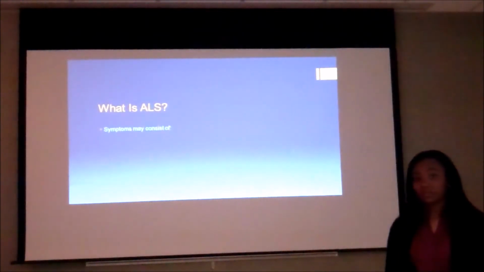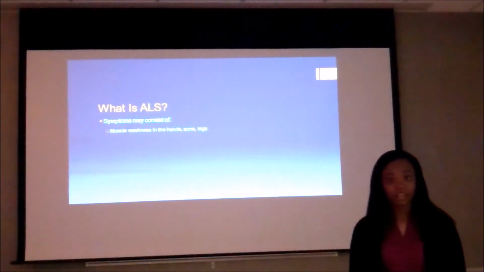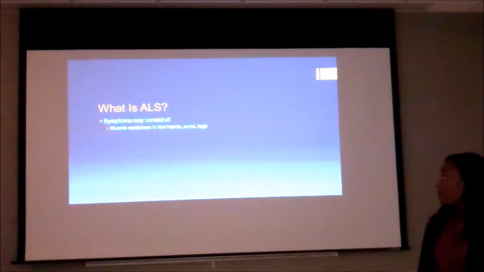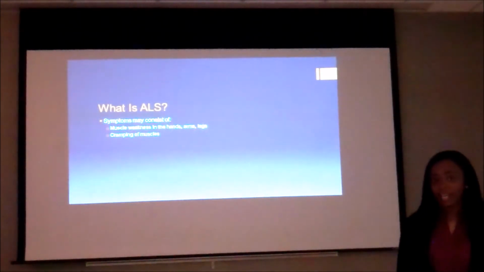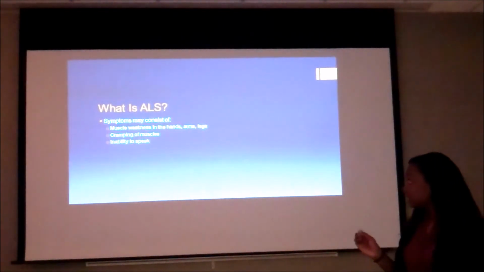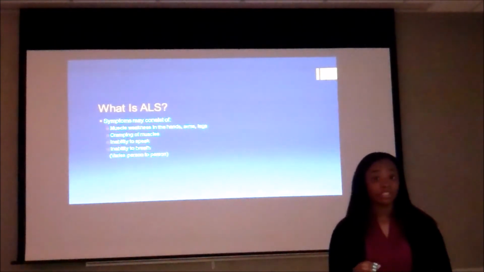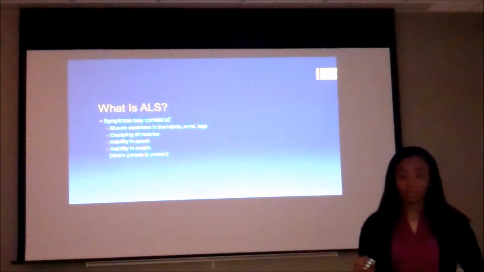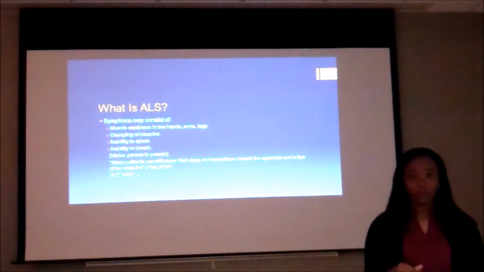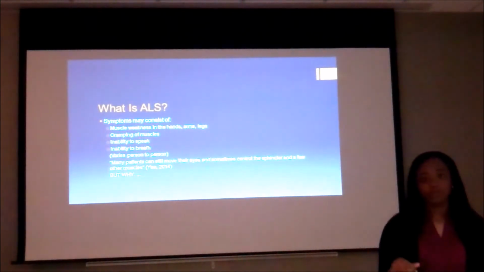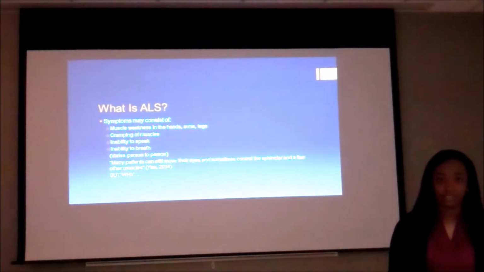So some of the symptoms that ALS can consist of are muscle weakness in the arms, legs, and hands, cramping of the muscles, the inability to speak, and the inability to breathe, which could ultimately lead to death for some people. But it is important to note that these symptoms vary from person to person.